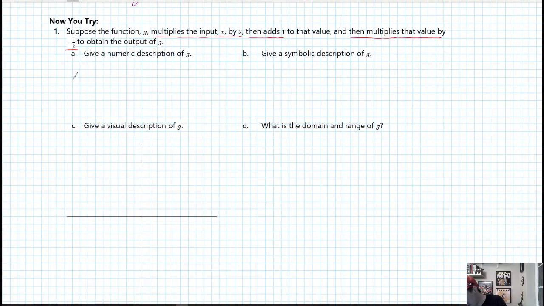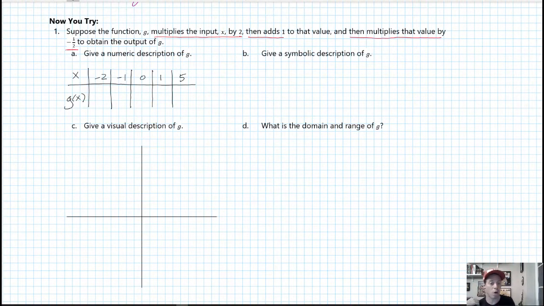So we're going to make our table. We have x and g of x as the output. So we'll try some inputs here. Let's just do like -2, -1, 0, 1, and 5. I'm just choosing some arbitrary numbers. I'm trying to keep them small, but at least a few different numbers here to fill into the table. So let's try these out.